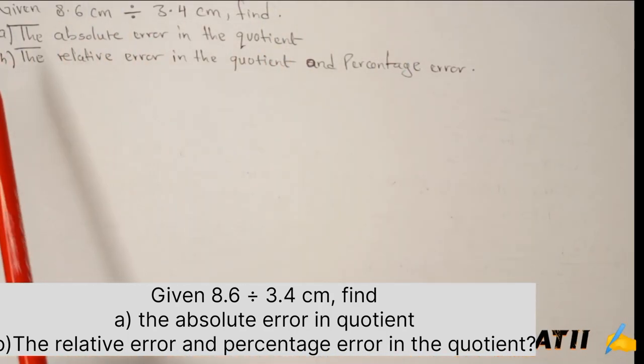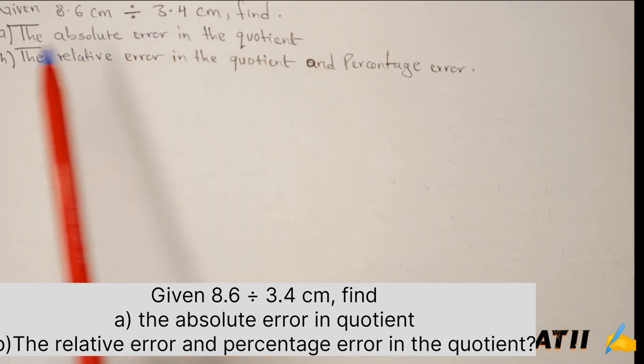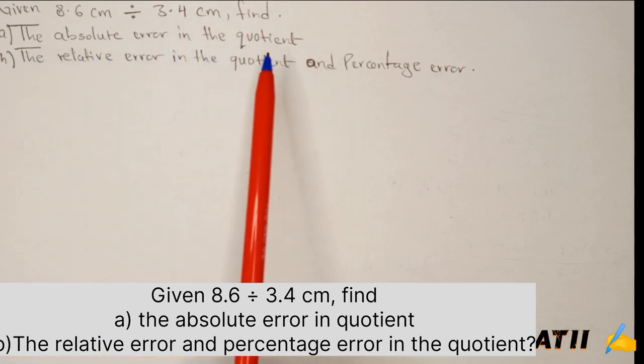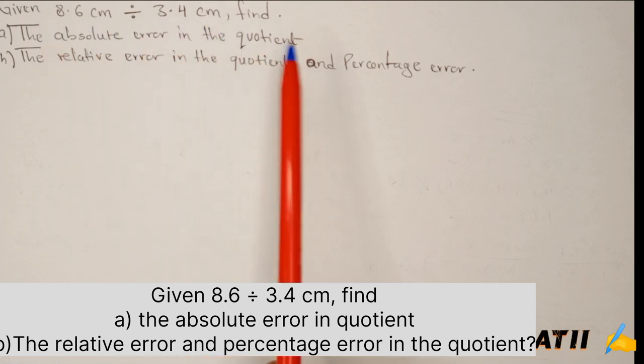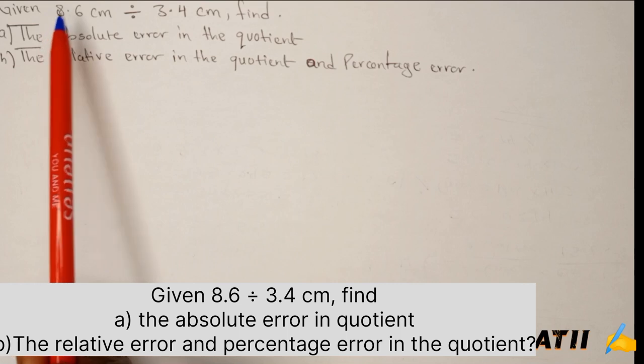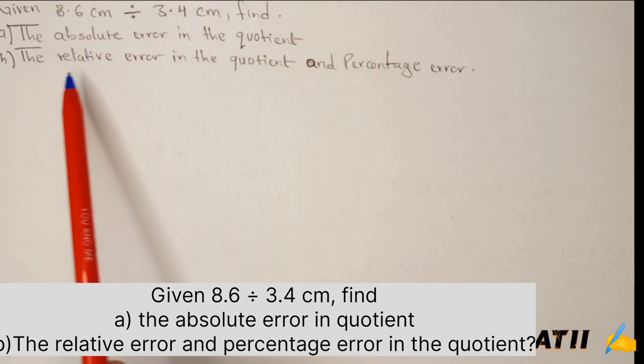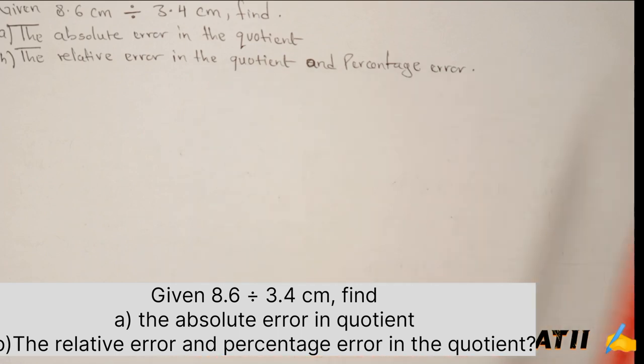So we have a question. It says, given 8.6 centimeter divided by 3.4 centimeter, (a) find the absolute error in the quotient. A quotient is the result that is obtained after dividing one value by the other. For example, the result of 8.6 divided by 3.4 is what we call a quotient. (b) The relative error in the quotient and percentage error.